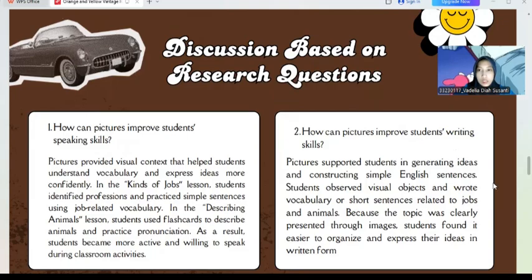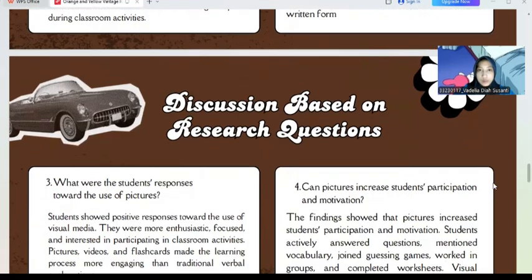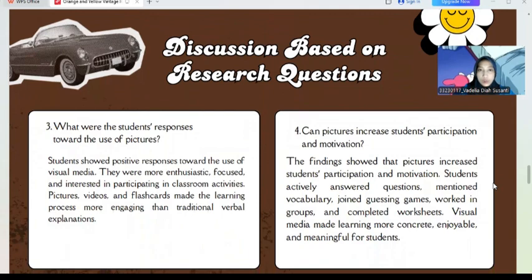And the next slide is what were the students' responses. Overall, students showed a very positive response. They became more enthusiastic and paid more attention during the lesson. Teacher flashcards and videos made the classroom atmosphere more interesting. Students also enjoyed participating in classroom discussion, answering questions, and completing learning activities.